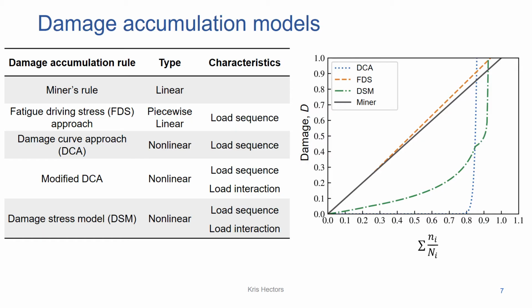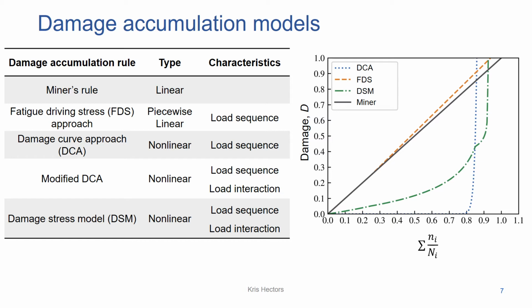On this slide, you can see an overview of the damage accumulation models that will be discussed in this study. The table shows some of the basic characteristics of the different damage models. All these models are based on the endurance approach, where fatigue life is calculated using an SN curve. The figure on the right shows an example of how the damage, shown on the vertical axis, evolves for a two-level block loading scheme for the different models. The horizontal axis corresponds to the cumulative cycle ratio.